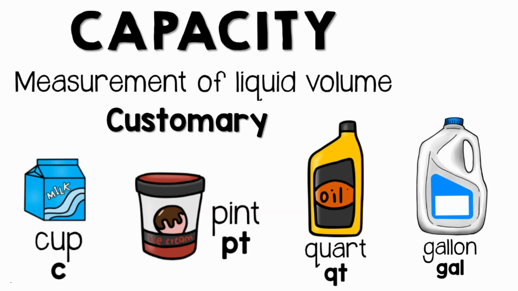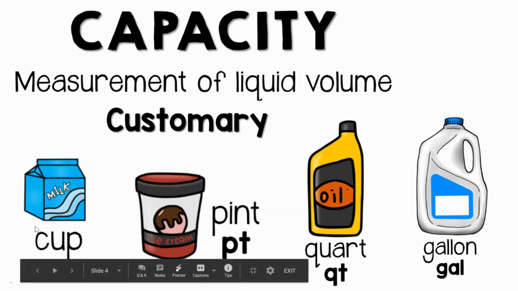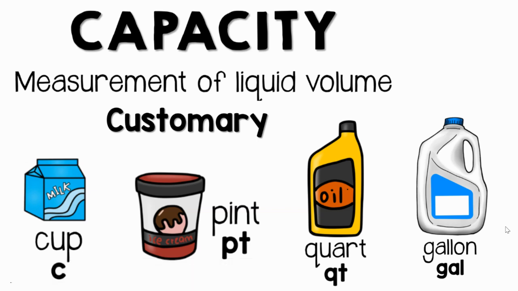Here are some examples of these. The measurement of liquid volume is capacity. So this is what a cup might look like: a pint of ice cream, a quart, and a gallon, which would be one of those big gallons of milk that you might purchase at the store.